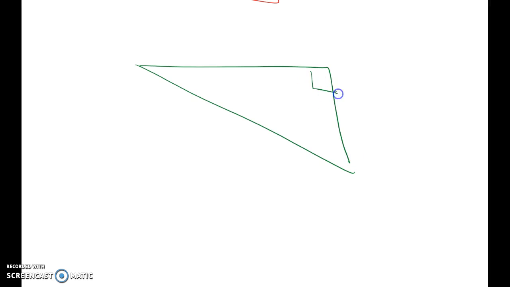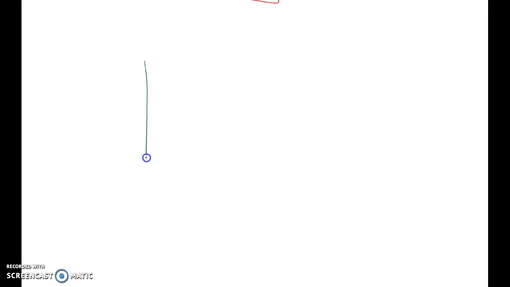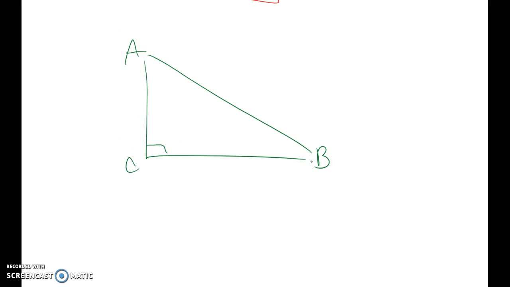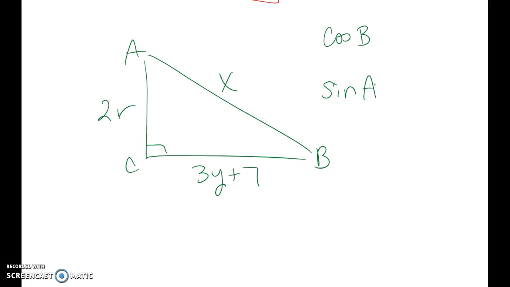So one more example. I don't want to draw that. Let me switch this around a little. There we go. Okay, so maybe it's like A, B, C this way, and maybe you have crazy letters or something. We'll do maybe this is an x, maybe this is a 3y plus 7, and maybe that's a 2r. Okay, so it doesn't matter what's here, guys. It could be numbers, it could be crazy letters and expressions. It's just about finding a relationship. So let's pretend that you're asked to do the cosine of B and then the sine of A. So two very different problems.